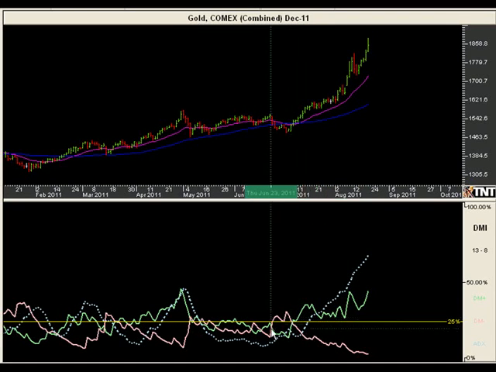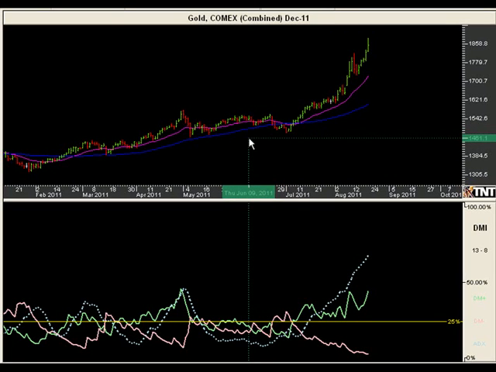Now, the traditional signal for DMI is a basic crossover signal. So when the red line crosses over the green, then that's a sell signal. When the green line crosses over the red, that would be a buy signal. And as you can see, you can generate quite a few signals this way, most of which are not very effective.